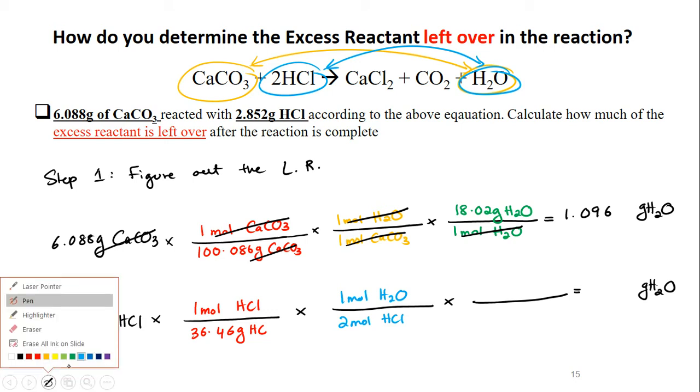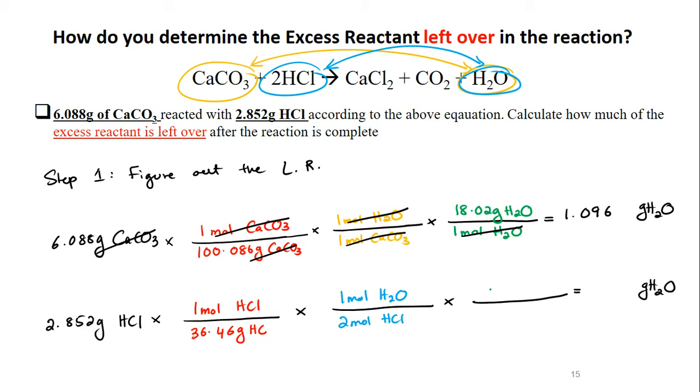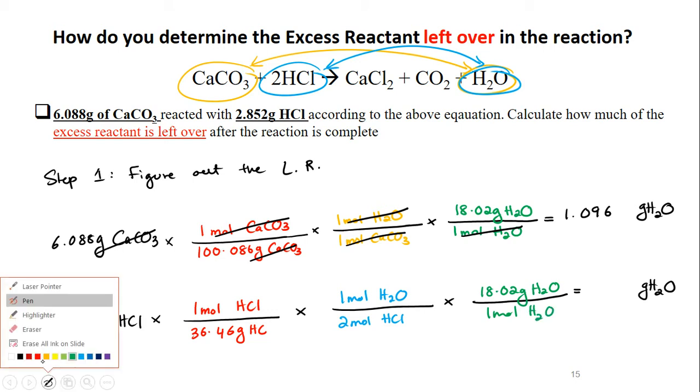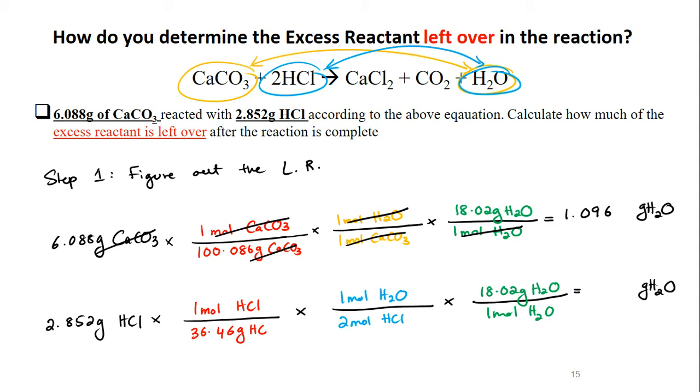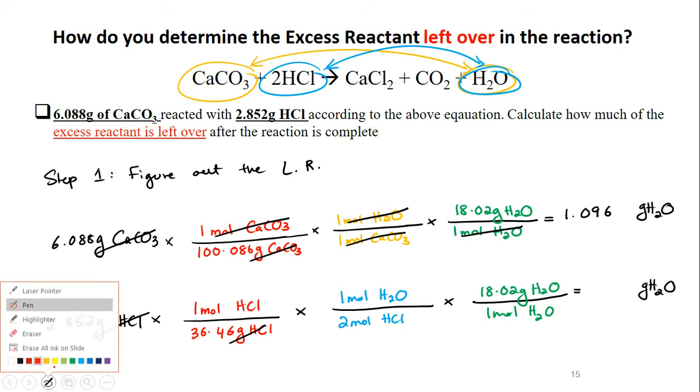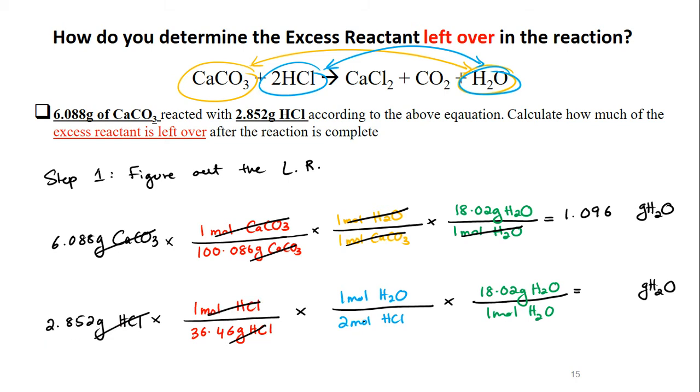Then the third conversion factor is going to be the molar mass of water, which is 18.02 grams of H2O over 1 mole of H2O, because we want to cancel out moles of water and go to grams of water. Now, grams of HCl cancel out, and moles of HCl cancel out, moles of water cancel out. That tells me that my setup is correct.